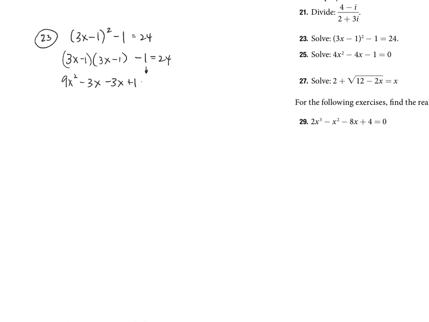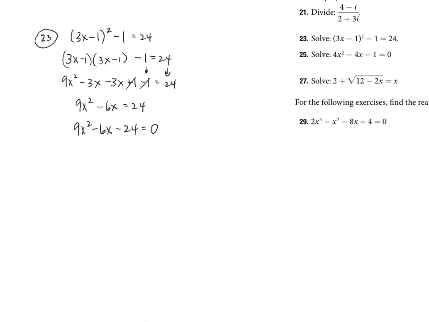Then we have to bring down the negative 1 and the equals 24. So notice the 1 and the negative 1 cancel out. So we'll have 9x squared minus 6x equals 24. Now we want to move the 24 over by subtracting it. So we have 9x squared minus 6x minus 24 equals 0. We subtracted the 24 from both sides.